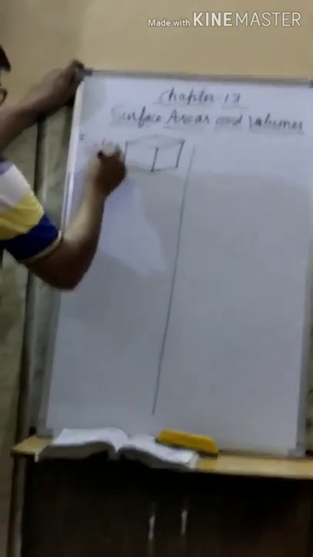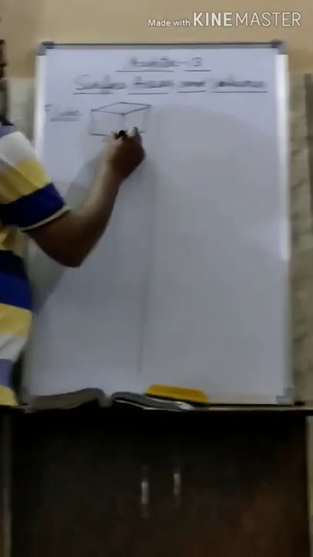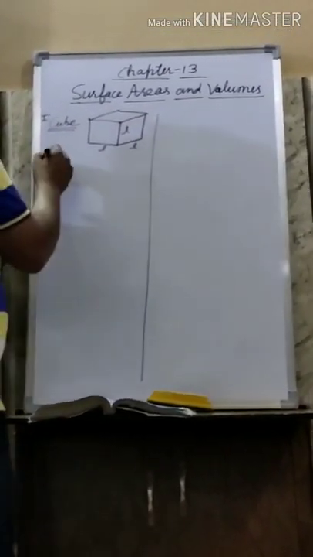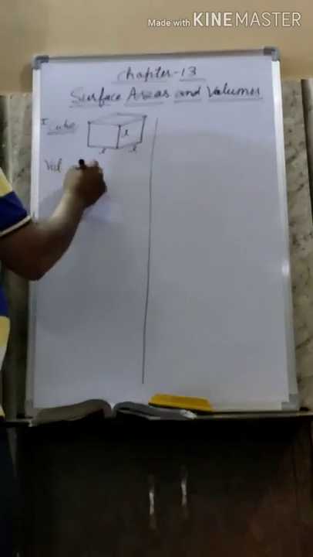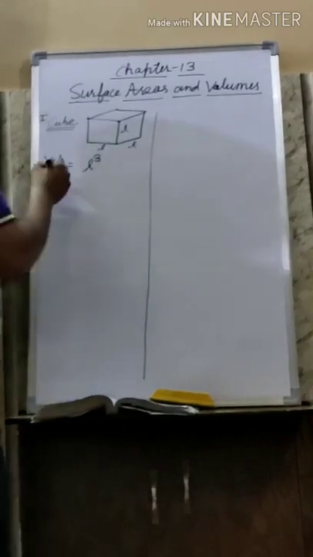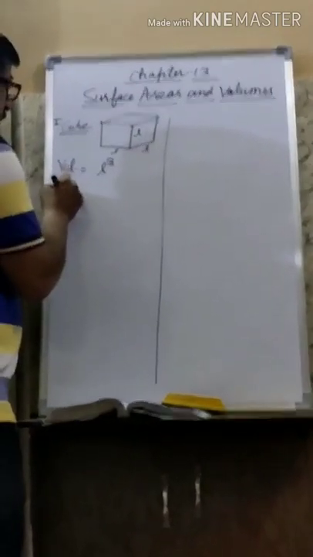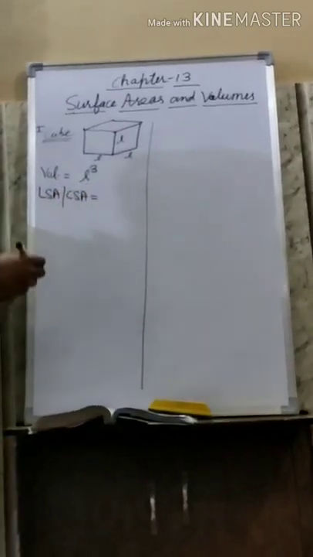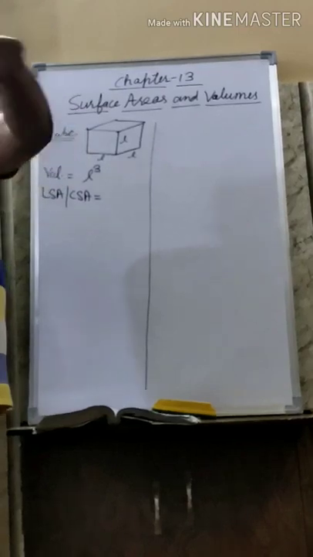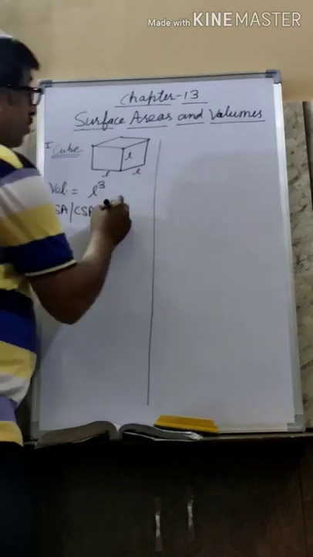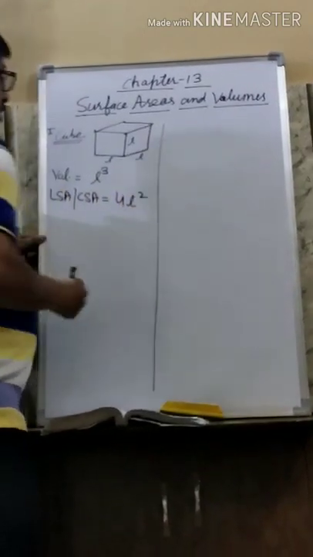This is the shape of cube: length, breadth and height. Length L, breadth L, height L. So now what is the volume of cube? That is side cube, L cube. And then lateral surface area, sometimes called curved surface area, means around it, that is called lateral surface area. So this is 4L square.